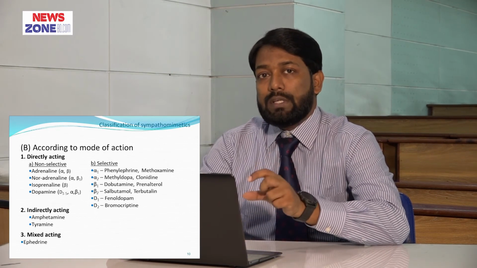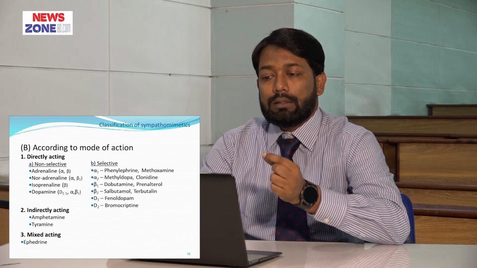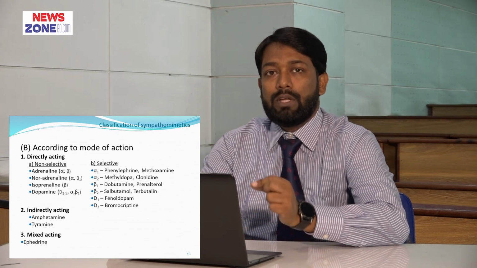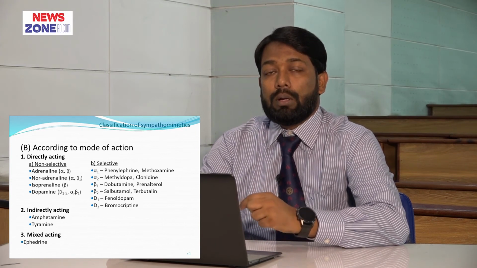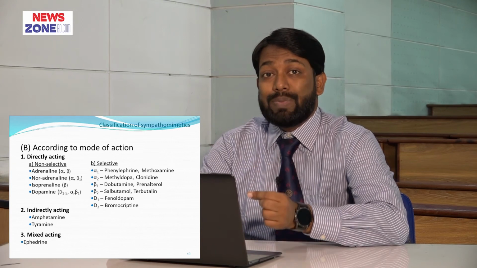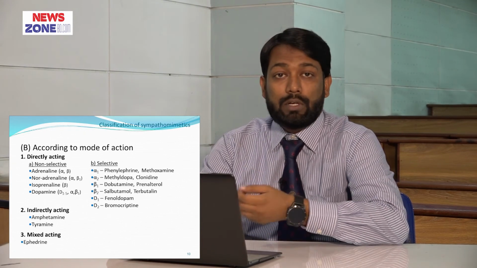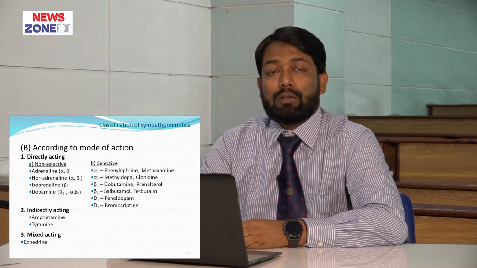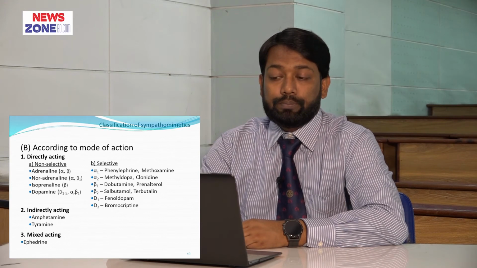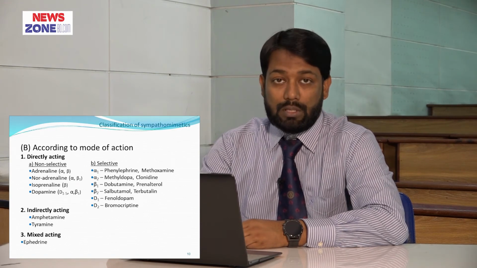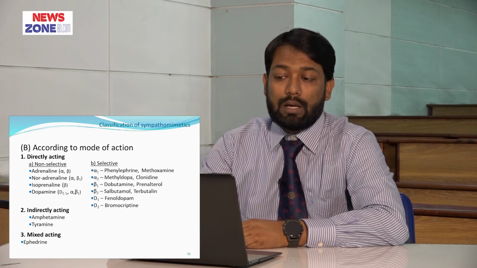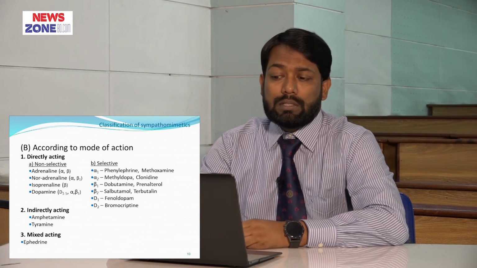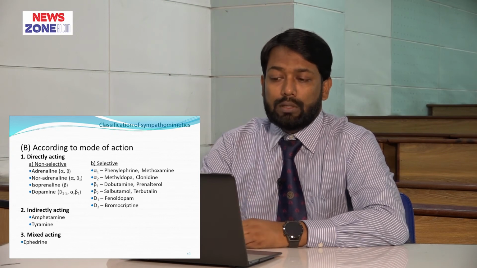But there are a few selective drugs which selectively occupy or act as agonists on specific alpha 1 receptors, alpha 2 receptors and so on. Alpha 1 selective agonists are phenylephrine and methoxamine. Alpha 2 agonists are methyldopa and clonidine. Beta 1 agonists are dobutamine, prenalterol and so on.